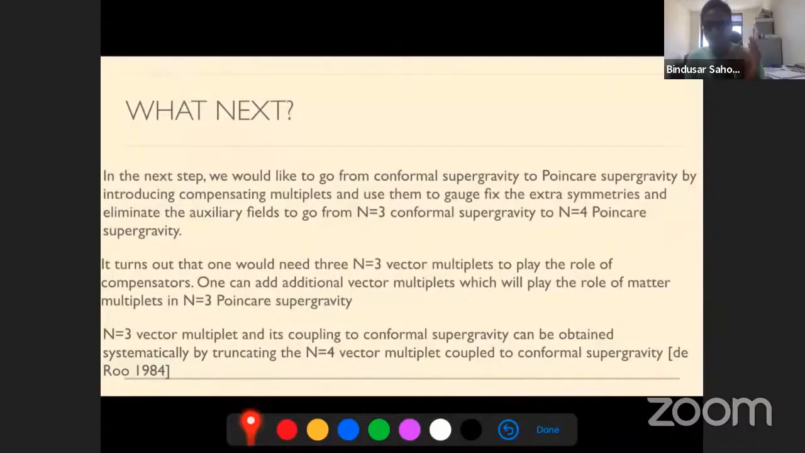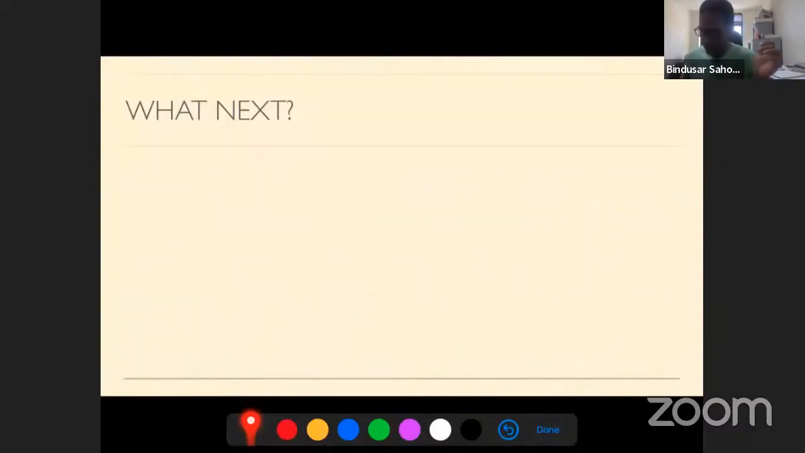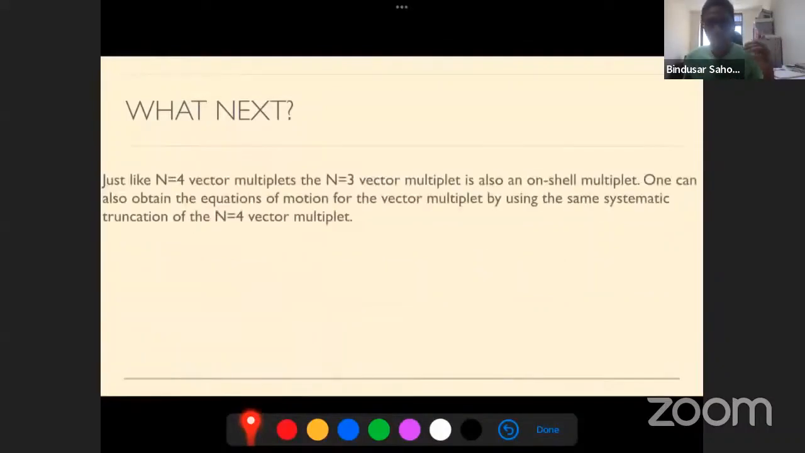So the degrees of freedom are the same in n equal to 3 vector multiplet and n equal to 4 vector multiplet. By truncating, I am basically rearranging the degrees of freedom of n equal to 4 vector multiplet to n equal to 3 vector multiplet. Just like n equal to 4 vector multiplet, the n equal to 3 vector multiplet is also an on-shell multiplet, meaning the commutator of supersymmetry transformation on the n equal to 3 vector multiplet does not close without using the equations of motion. So you have to use the equations of motion to close the algebra on n equal to 3 vector multiplet, just like n equal to 4 vector multiplet. And these equations of motion you can also obtain by this systematic truncation, or rearrangement, of the n equal to 4 vector multiplet.